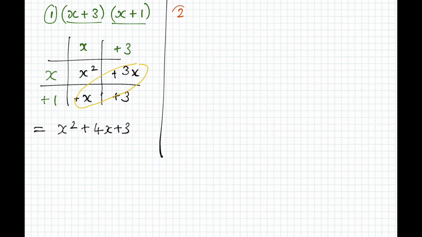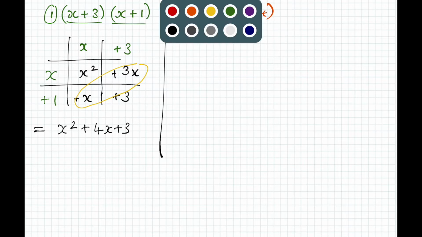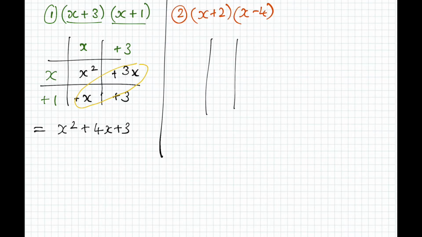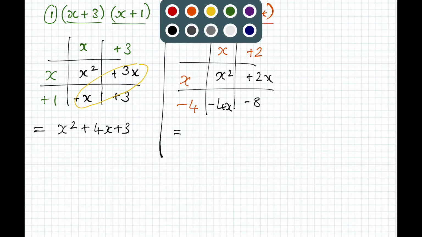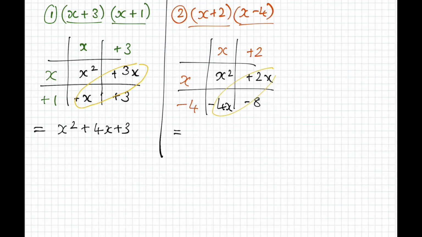Let's change colour. Number 2. x plus 2, x minus 4. Again, same technique as before. Draw our grid to begin. Split the brackets up into the grid. So the x plus 2 part, we've got an x and a plus 2. x minus 4, x and minus 4. Fill out the grid. x squared plus 2x minus 4x minus 8. And then we're going to simplify from here. Again, thing to remember, these two terms simplify together.